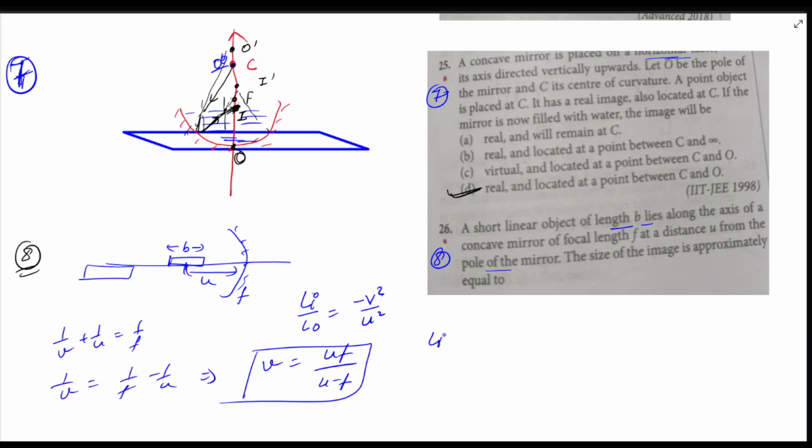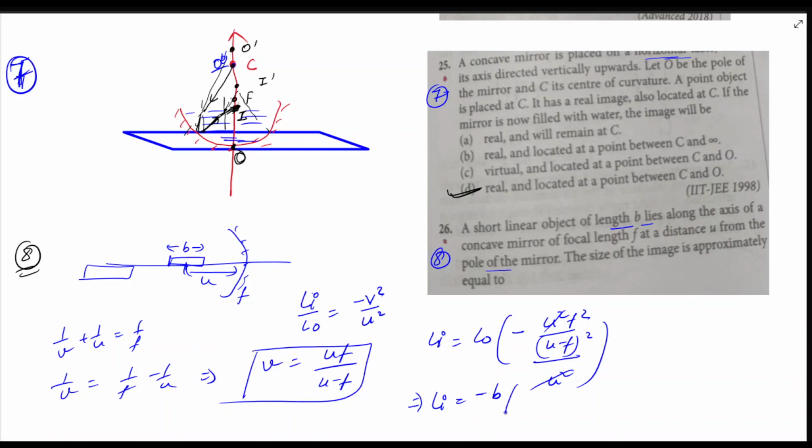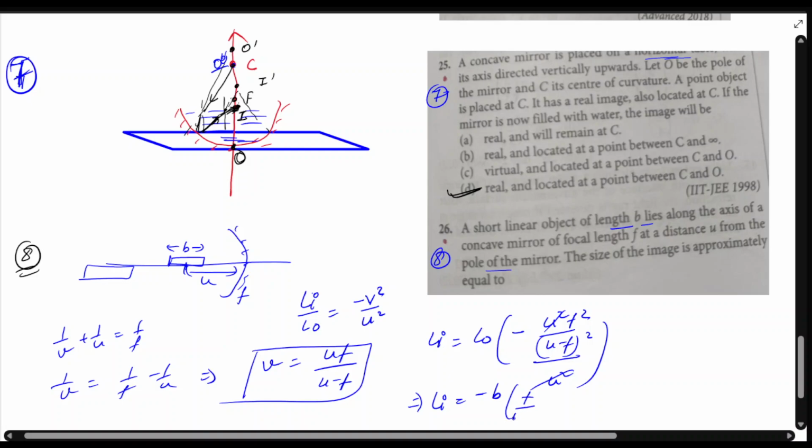Okay, so let's put all those values here. Length of image will be equal to length of object into minus u square by f square upon u minus f the whole square, divided by u square. So u square will get cancelled. So length of image will be minus b into f by u minus f, to the whole square. So this will be the answer.